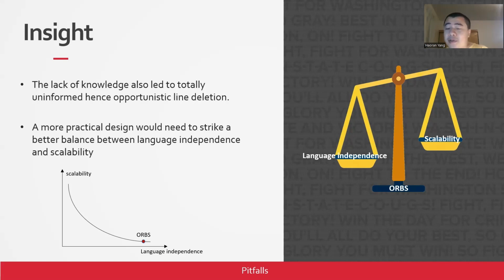Generally, for a multilingual dynamic analysis, if we consider the trade-off between scalability and language independence, ORPS is at the position indicated by the red dot. ORPS faces critical practicality barriers as it lies at one extreme here. A more practical design should strike a better balance between language independence and scalability.